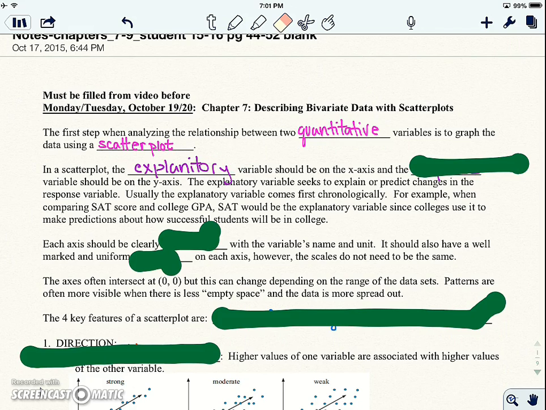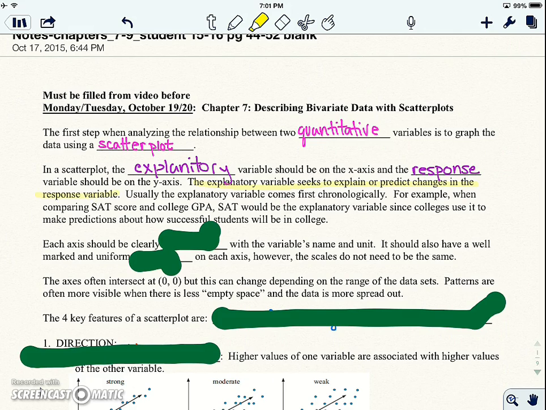In a scatter plot, the explanatory variable, and remember that's the one where we think it's causing something to happen, should be on the x-axis, and the response variable should be on the y-axis. The explanatory variable seeks to explain or predict changes in the response variable, and that's important enough that I'm going to highlight that for you.